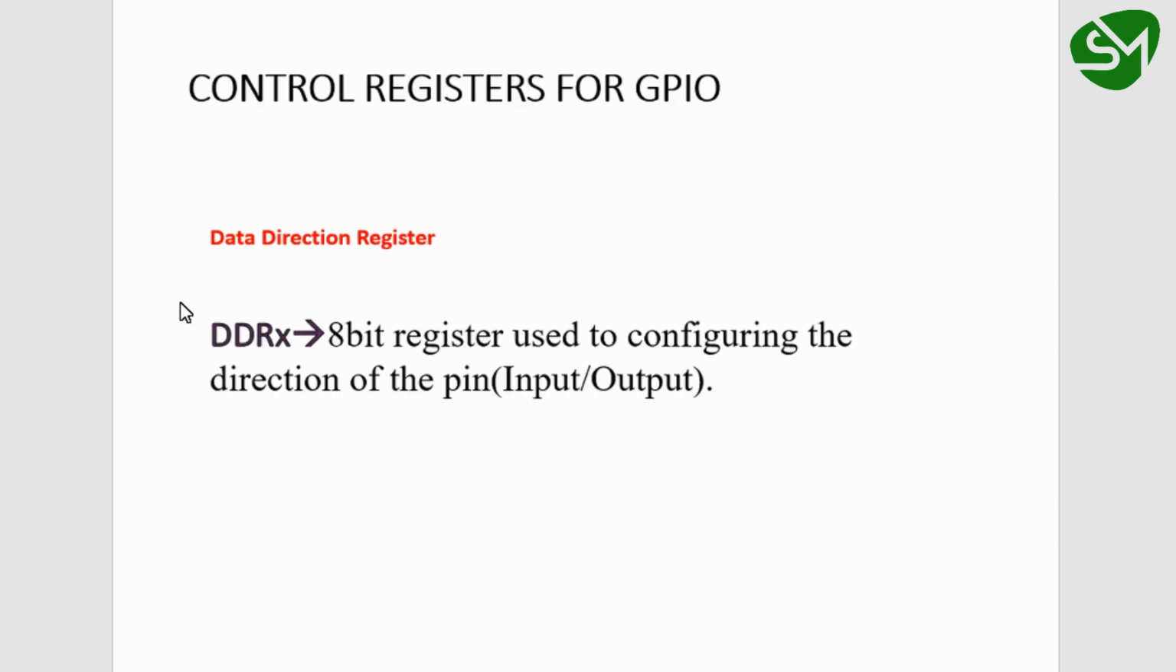So the first register is DDRX, the data direction register of the ATMEGA16. This register is an 8-bit register used for configuring the direction of the pin for a corresponding port. That is, this register is used for configuring the corresponding pin of the microcontroller as input or output. And this X indicates that this is not a constant and it will vary depending on the port that we are configuring.